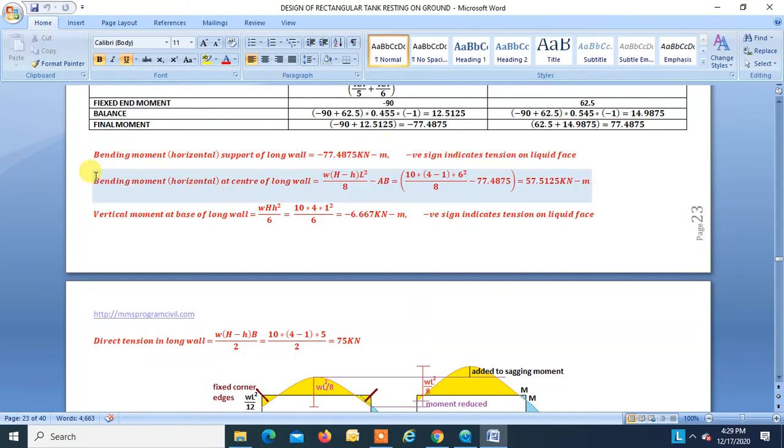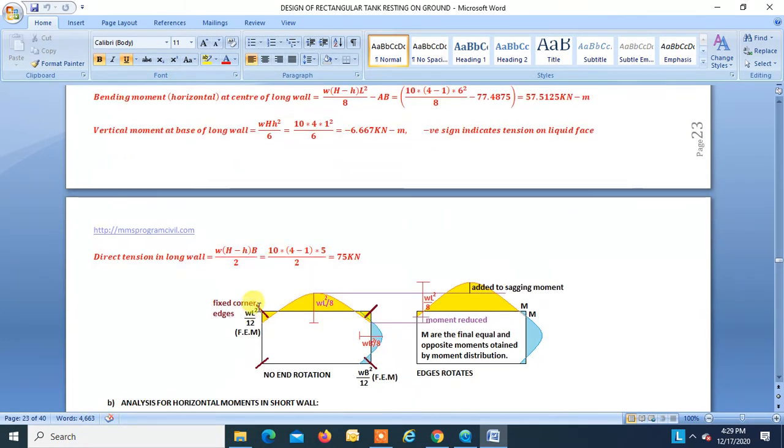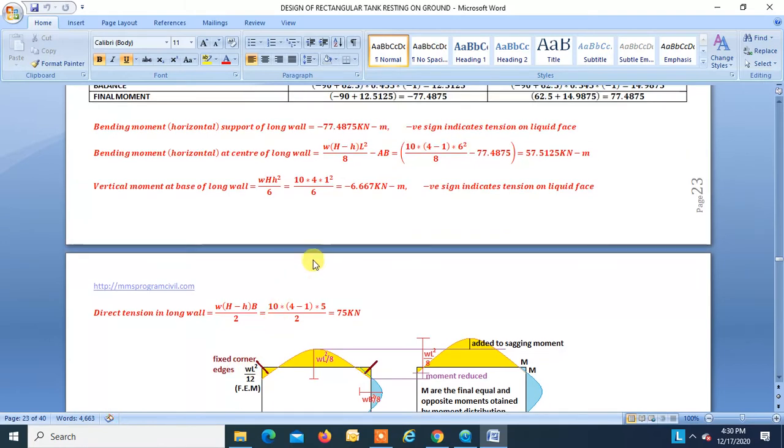Now finding the bending moment at the center. First, we considered all the edges to be fixed, so we found the moment as WL square by 12 at each end, and the total has to be WL square by 8. Now this was 90, but after moment distribution it turned out to be 77.4875. So it was reduced from 90 to 77, but still the total has to be WL square by 8.